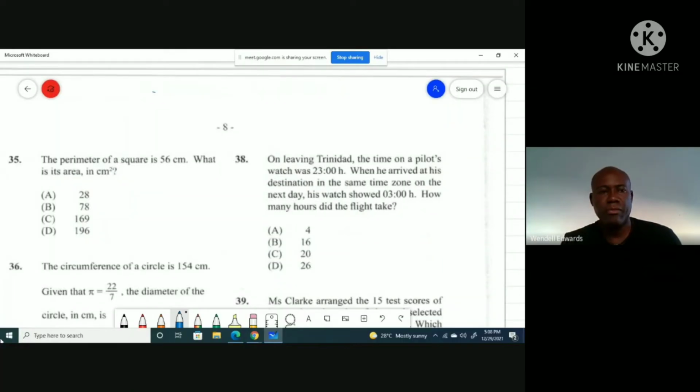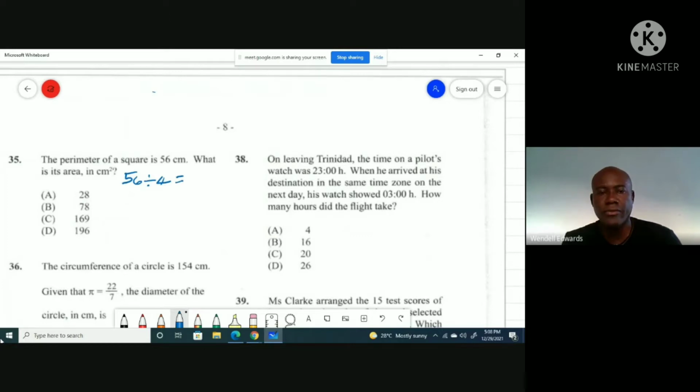It reads, it says the perimeter of a square is 56. What is its area in centimeter square? Right? The perimeter of a square is 56. All right, what do we know? A square would have the length of its sides being the same. So we have 4 sides equaling 56. So basically, we want to divide 4 into 56.